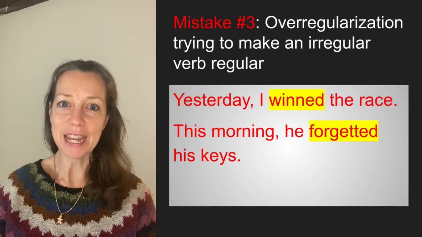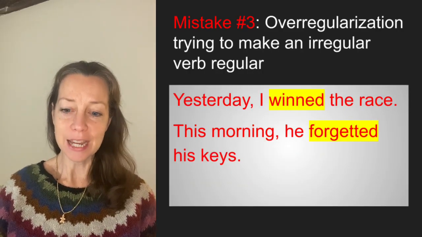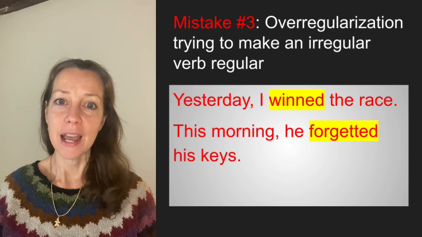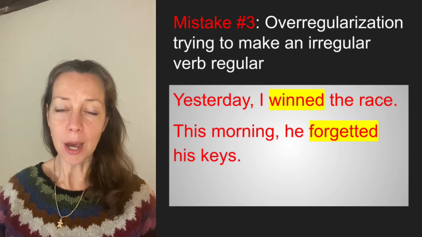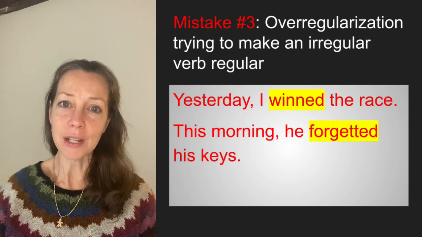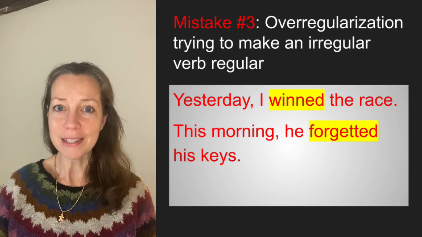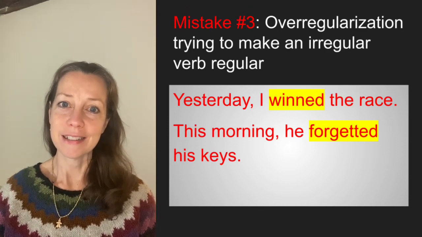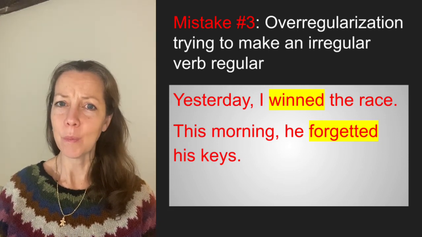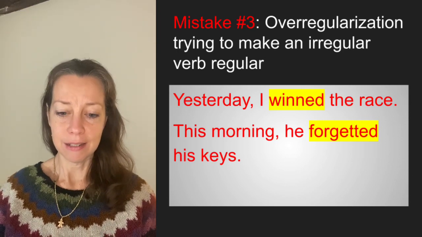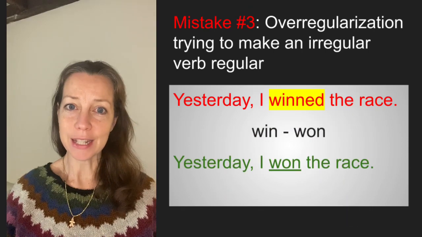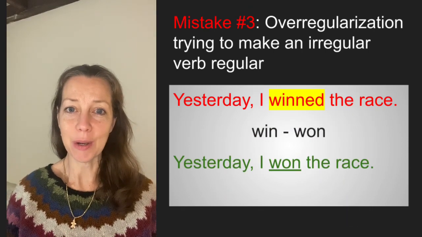Now let's look at mistake number 3, the overregularization, which is trying to make an irregular verb regular. Actually, this mistake is quite common and is very common in native English-speaking children. It's developmentally appropriate. But there's no way around it. You have to memorize your irregular past tense verbs. Let's look at the examples here. Yesterday, I winned the race. And this morning, he forgetted his keys. This is an easy fix once you memorize those past tense verb forms.